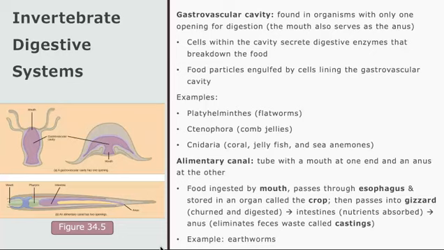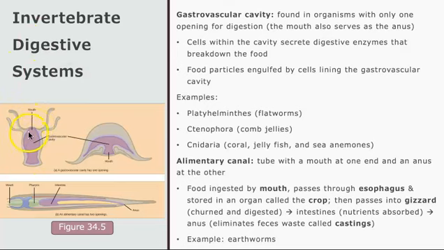Now let's take a look at some of the different digestive systems. First, with our invertebrate digestive systems. They are going to have something called a gastrovascular cavity, and this is going to be found as just one opening for digestion, and it's also going to be an area where we can essentially defecate. So the mouth and anus is one opening.